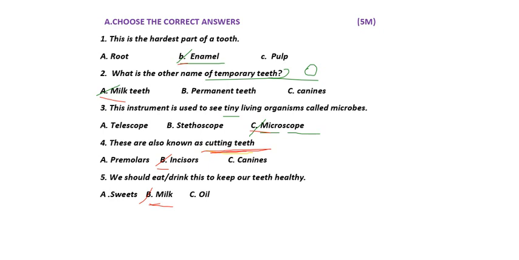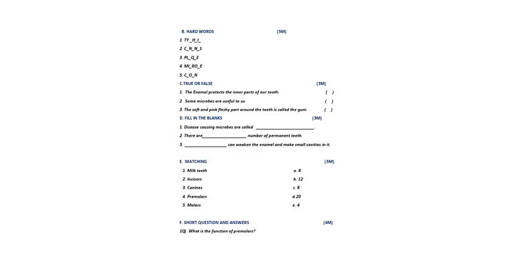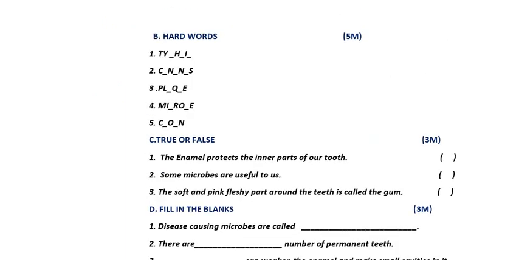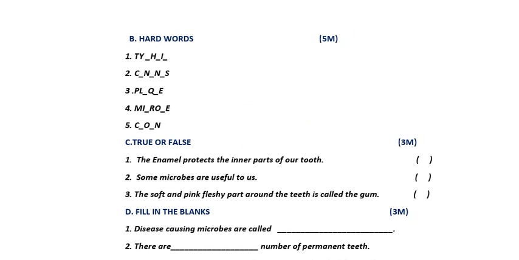Now we shall move to the next bit. B bit, that is hard words. I am zooming it. What are the hard words they have given here, children? In any lesson, before starting the lesson, you need to learn the hard words perfectly. Then only you can attempt any question answers or fill in the blanks properly without any spelling mistakes. So, first one, what is there? T-Y dash H dash I dash. Can you guess?